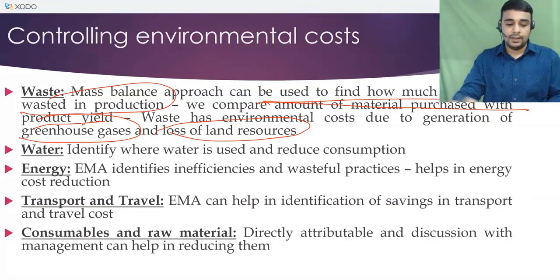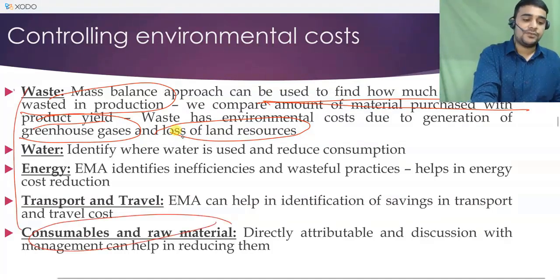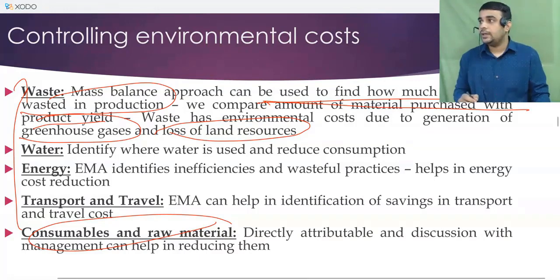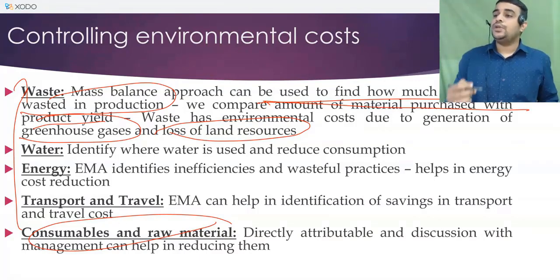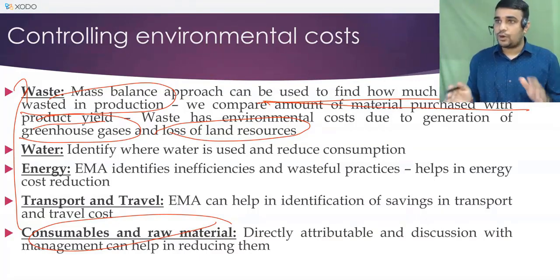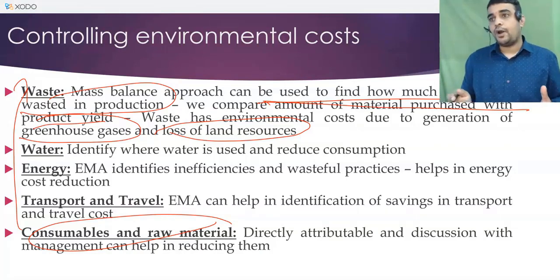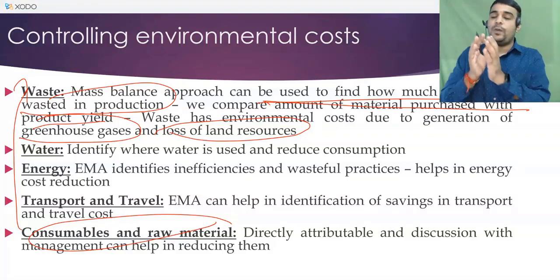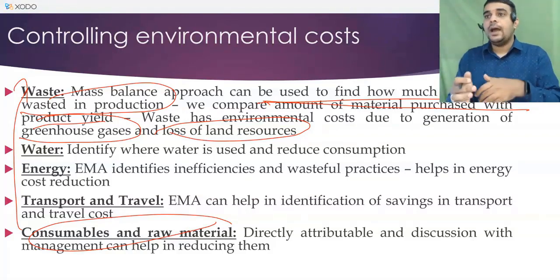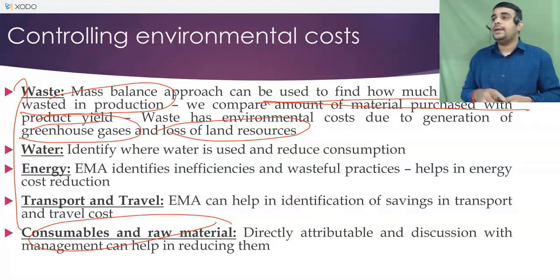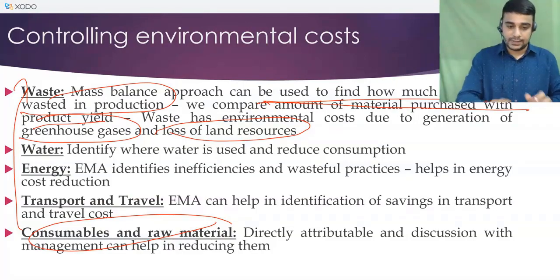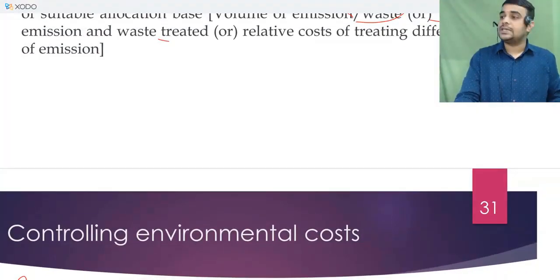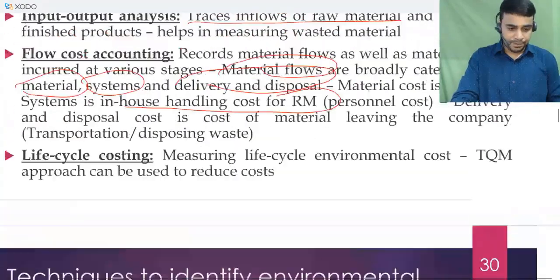Consumables and raw material. A subset of that is waste, because whatever raw material or consumables you are using, raw material is called the major product or direct material, and consumables is called indirect material. Understand where the costs are being incurred and, based on discussion with the management, identify if there are any ways of controlling this. This was tested in that case study for some 4-5 marks.